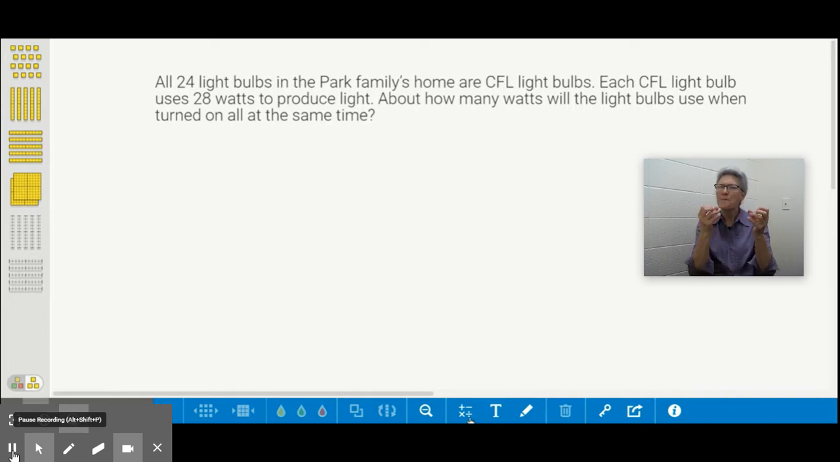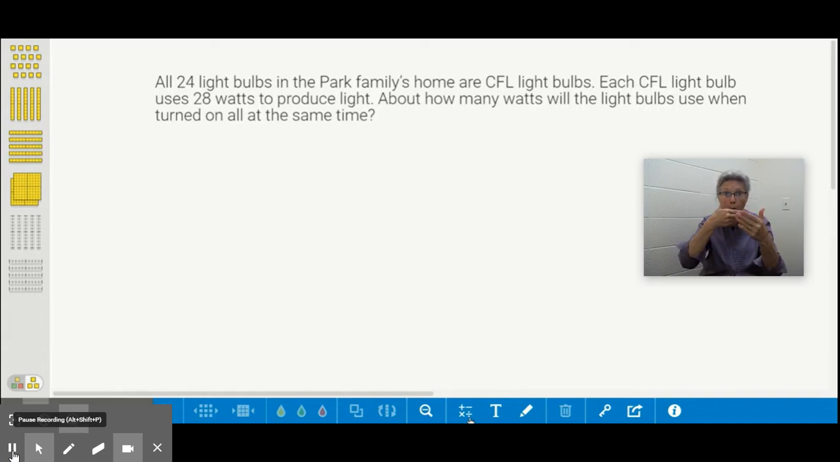Just like we did before, I'm going to give you a moment to reread the problem and interpret it, really think about what you would do to solve this, and I'm going to do the same. Okay, so I'm thinking that I would take the number of light bulbs, which is 24, and multiply it by the watts used for each light bulb, which is 28, to get my product to tell me how many watts are being used when all the lights are on at the same time.